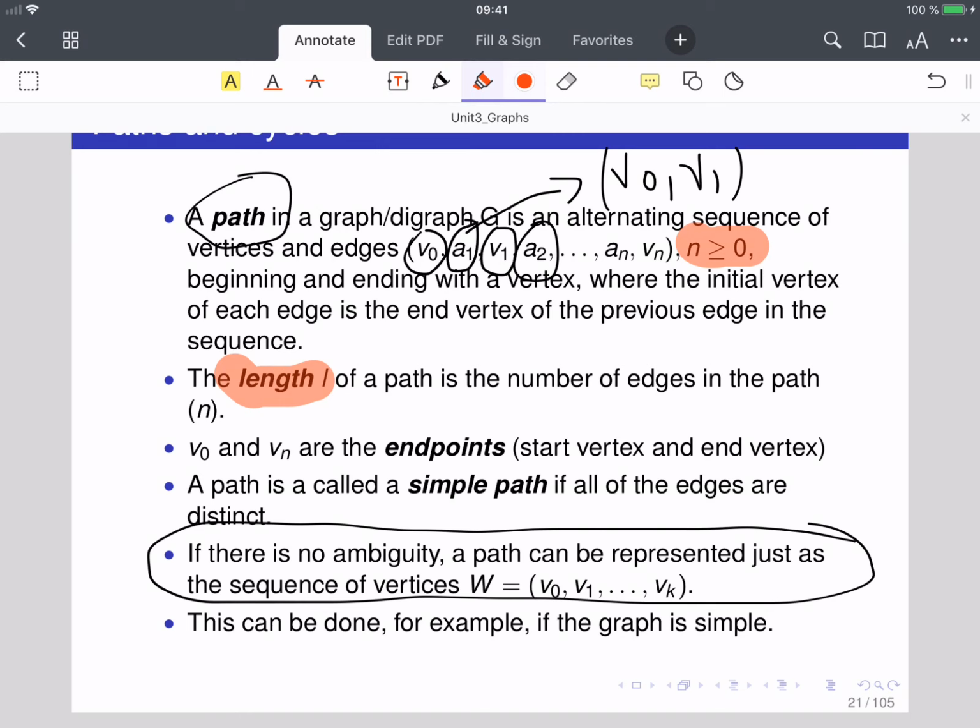Also, a very simple definition is that we call endpoints, start point and end point, or start vertex and end vertex, the first and last vertices of the path. We also say that the path is simple if the edges that we use are all distinct. Notice that we can have paths that are not simple even if the graph is simple.